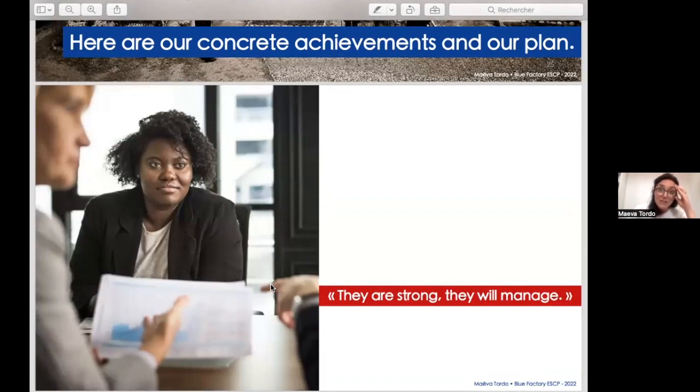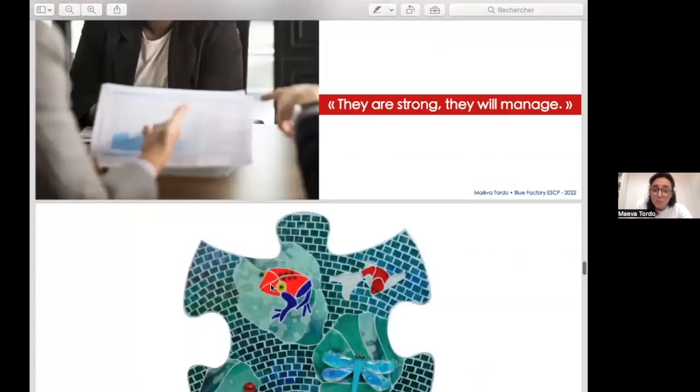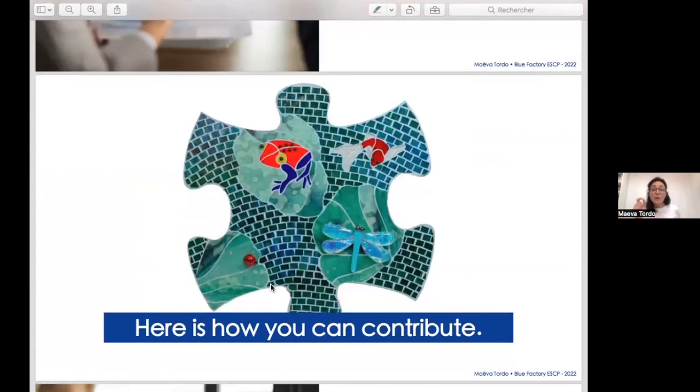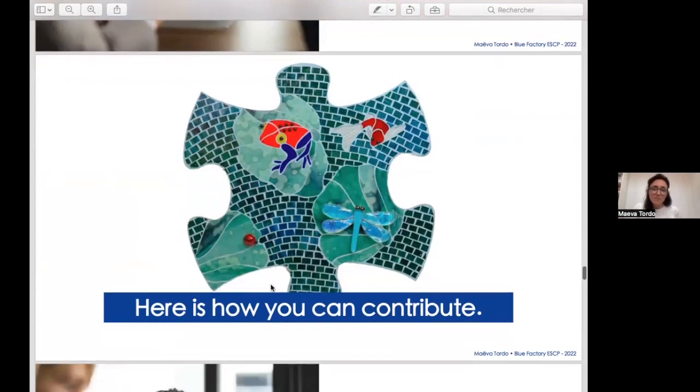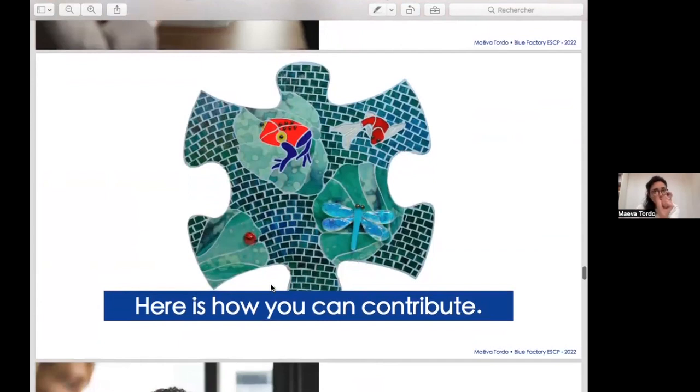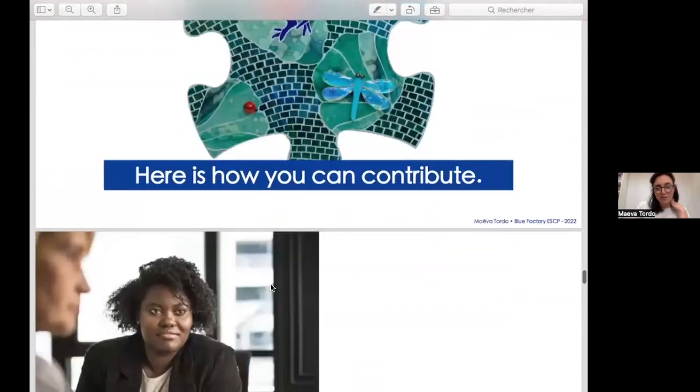I've been in juries where we had beautiful projects that weren't chosen because it was not clear what they needed. They seemed so strong that we thought maybe they don't need the support of the jury. So be able to tell us at the end what type of contribution you are waiting from us. How can we help you? Yes, you are a strong team, but still you need something. If not, you wouldn't pitch your project. So tell us how we can contribute and what is the puzzle piece that you're waiting from us.